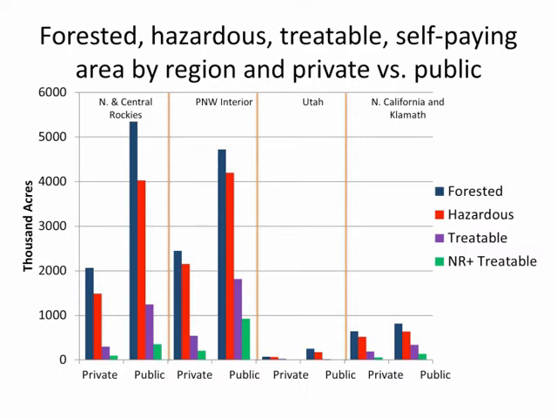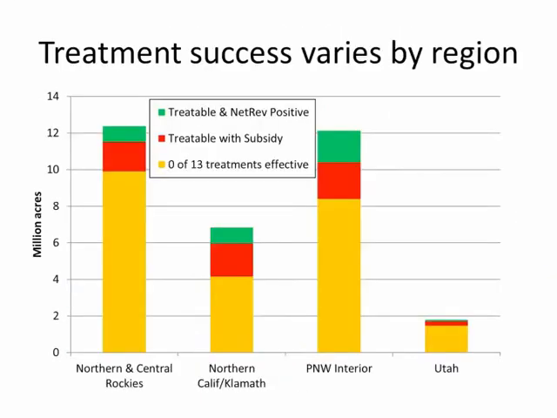So here's perhaps a clearer depiction of how the acres sort out by subregion. Now I've combined the public and private together in terms of acres where treatment pays for itself in green, where it doesn't pay for itself in red, but it's still possible, and where none of the treatments we tried, at least of the 13, were effective by our criteria.